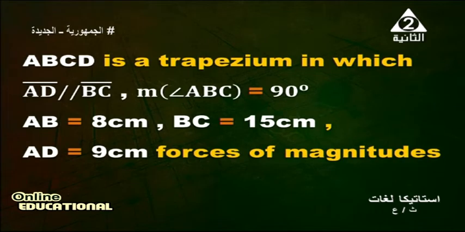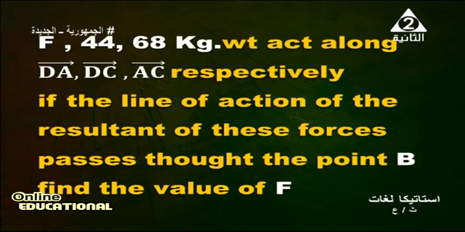ABCD is a trapezium or trapezoid in which AD is parallel to BC. Measure of angle ABC equals 90 degrees. AB equals 8 cm, BC 15 cm, AD 9 cm. Forces of magnitudes F, 44, 68 kilogram weight act along DA direction, DC ray, AC ray respectively. If the line of action of the resultant of these forces passes through the point B, find the value of F.